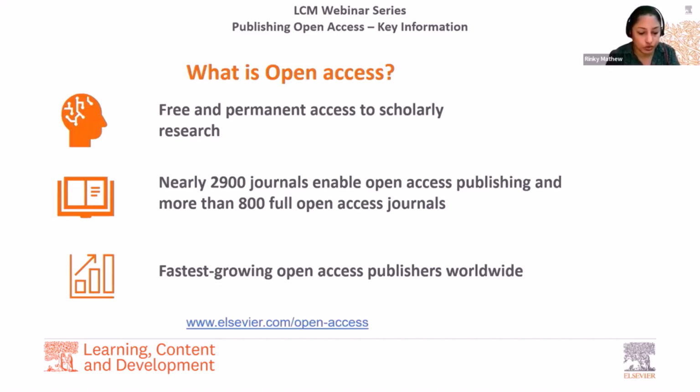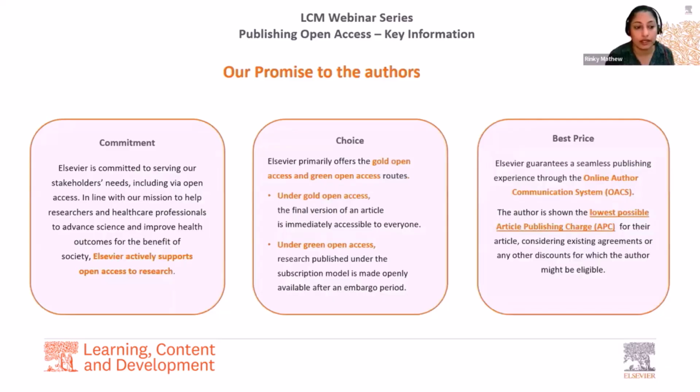I'm sure most of you would know, but just in case, open access is the free and permanent access to scholarly research. Elsevier being one of the fastest growing open access publishers, we have nearly 2,900 journals that enable open access publishing, of which more than 800 are full open access journals. So what is our promise to authors? Elsevier is committed to serving our stakeholders' needs, and as part of this, we actively support open access to research.